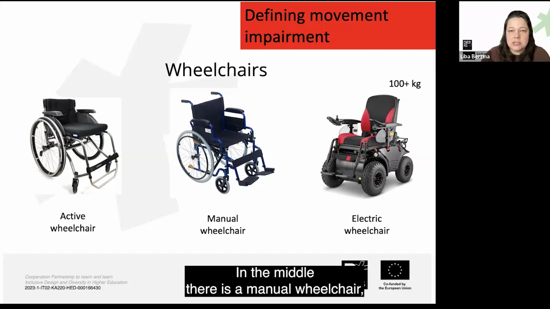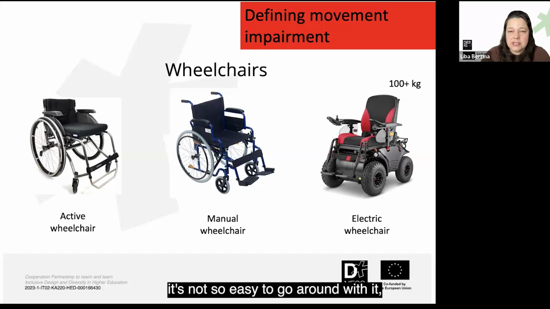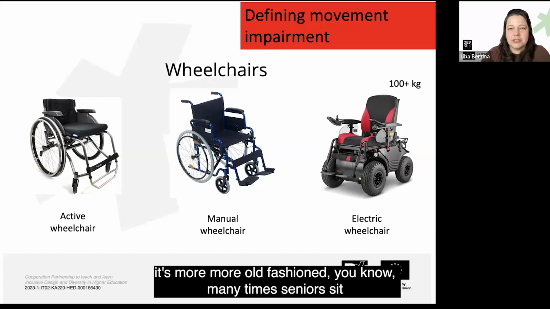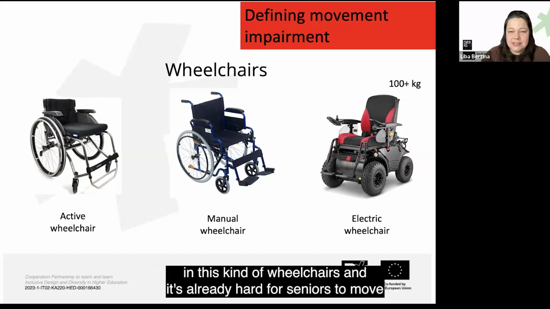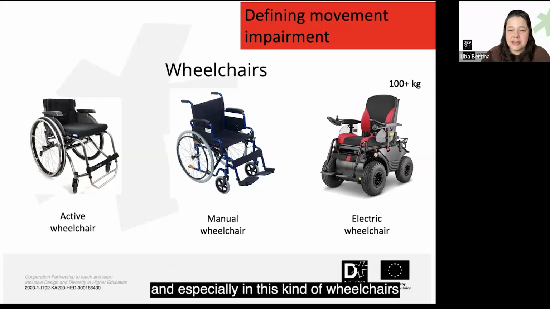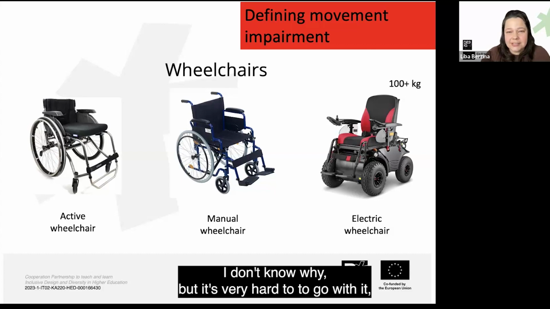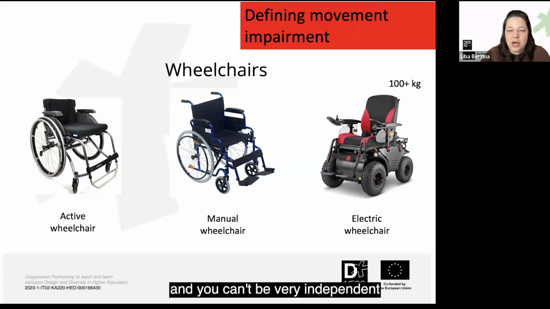In the middle, there's a manual wheelchair. It's much heavier. It's not so easy to go around with it. It's more old-fashioned. Many times seniors sit in this kind of wheelchair, and it's already hard for a senior to move, and especially in this kind of wheelchair. It's very hard to go with it. And you can't be very independent. It's more maybe if someone just pushes you.